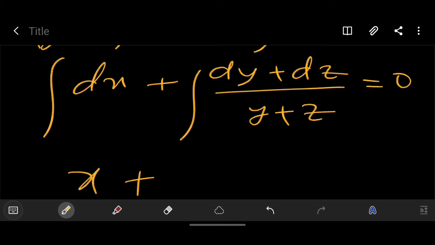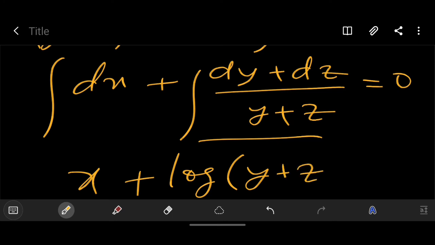One condition is that if you differentiate the denominator and you get the numerator, then you can take log of the denominator as the integral. If you differentiate y, we get dy, and if you differentiate z, we get dz, right? So that is just the case. So we can write this integral part as log(y + z) equals c, but since we have log here, we can take log c also.